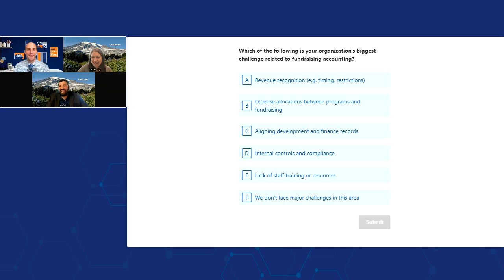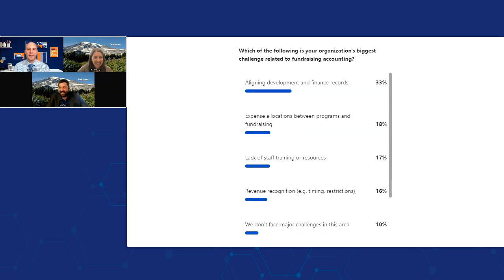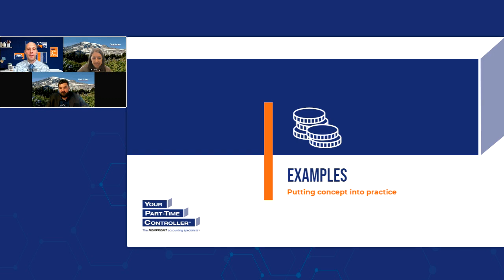All right, so let's take a look at the responses. It looks like aligning development and finance records, Joe, people are saying the same thing we are. They see that that's a major issue. Revenue recognition. And then expense allocations between programs and fundraising, which I think, at least for me, and probably you, would have been the second one I would have picked. So none of these are too surprising. All right, let's move on to some examples and putting concepts into practice, and I'll pass it over to Joe.